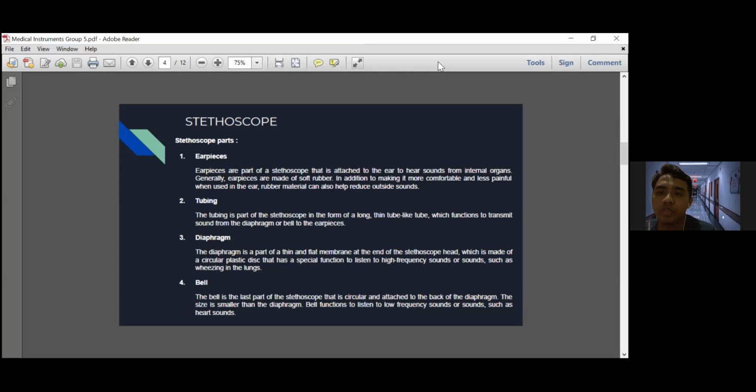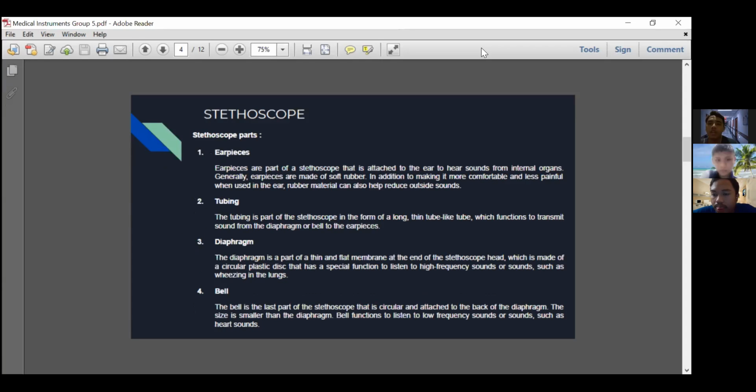The tubing is the part of the stethoscope in the form of a long, thin tube, which functions to transmit sound from the diaphragm or bell to the earpiece. Third, diaphragm. The diaphragm is a thin and flat membrane at the end of the stethoscope head, which is made of circular plastic. It has a special function to listen to high frequency sounds such as wheezing in the lungs.